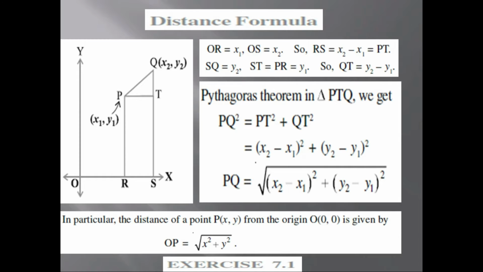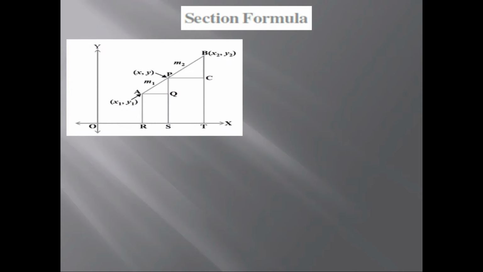And after this, exercise number 7.1, which is totally based on distance formula. Now after 7.1 exercise, there will be section formula. Now section means any line segment which is divided into parts. If suppose any one line is there and we are taking any point on it, then due to that point the line segment gets divided into two parts. It may be equal, may not be equal, but these parts are known as section. This is the diagram.